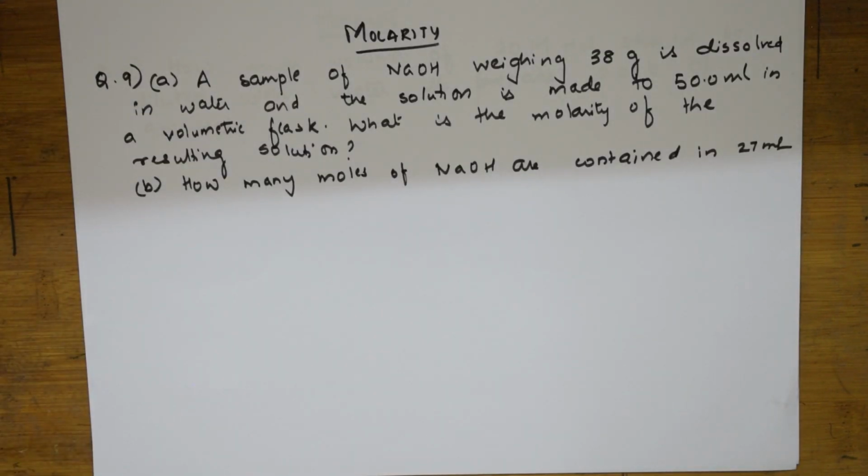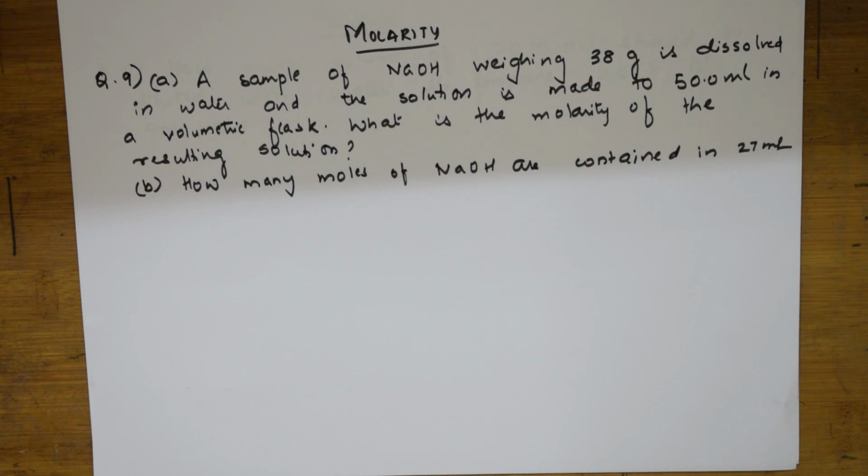In the next question, a sample of sodium hydroxide weighing 38 grams is dissolved in water and the solution is made to 50 ml in a volumetric flask. What is the molarity of the resulting solution? How many moles of sodium hydroxide are contained in 27 ml?